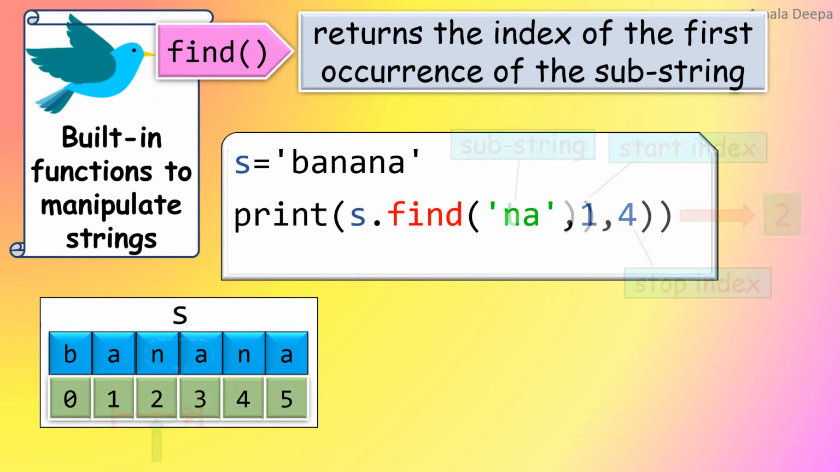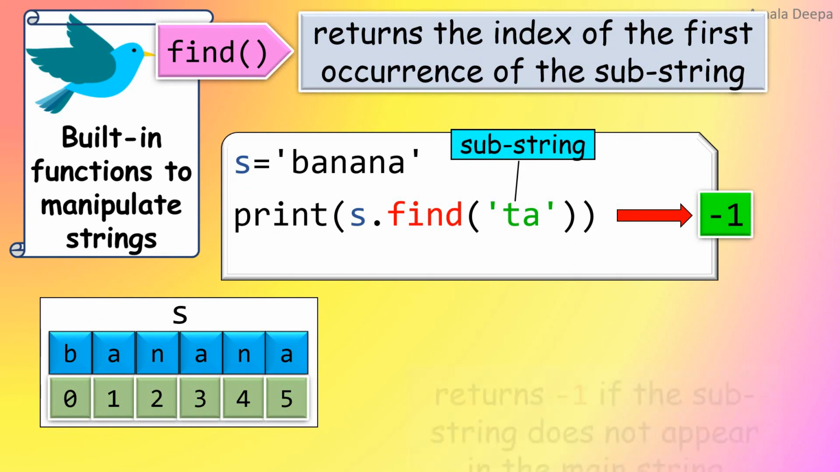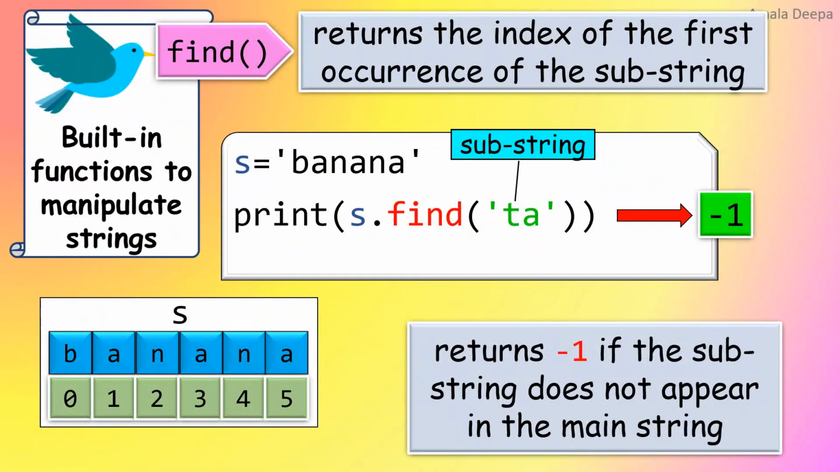Okay, we'll see yet another example. S is equal to banana. Print s dot find TA. Here TA is the substring. Find TA. Whether this function is able to find TA in banana. No, it is not present. So here the find function will give the result as -1. So what is the meaning of this? The find function returns -1 if the substring does not appear in the main string.